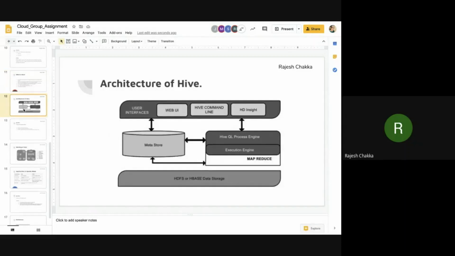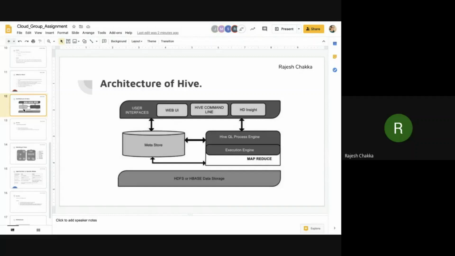This diagram over here is the architecture of Hive. The user interface of Hive is for the interaction of the user with the HDFS. The interaction takes place through Hive Web UI, Hive Command Line, or Hive HD Insight, and the Metastore is used to store the schema and metadata of tables and database columns in a table, their data types, and HDFS mappings.